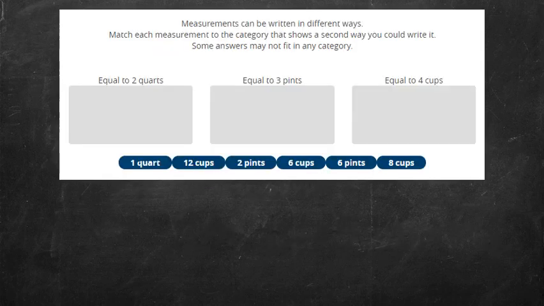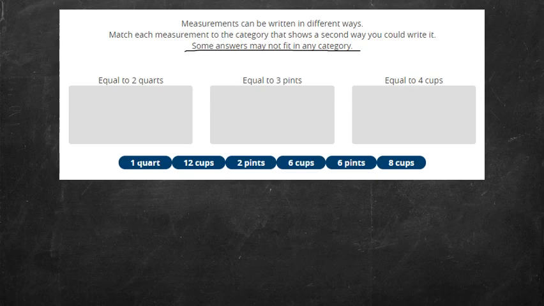All right, so let's look at this question. And this question is going to involve a little bit more thinking, okay? Measurements can be written in different ways. Match each measurement to the category that shows a second way you could write it. Some answers may not fit in any category. Let's keep that in mind, that some answers may not fit into any category. So there may be a chance that we use that answer and maybe not.